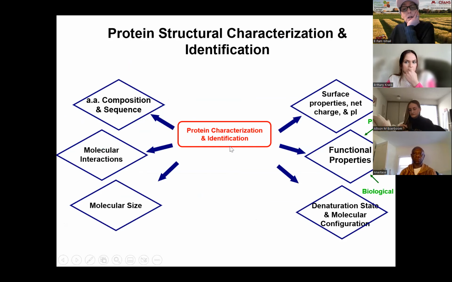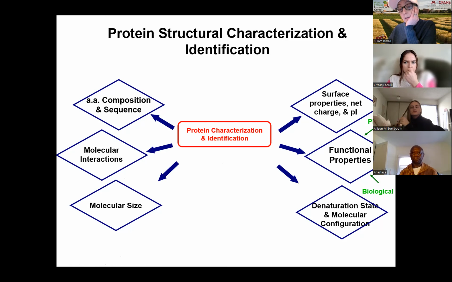So a lot of the assays that we're going to talk about next are looking at structural characteristics, and also at identification and characterization. So we're going to cover amino acid composition and sequence. We're going to talk about molecular size, molecular interactions, and surface properties. Functional properties will come up later, not covered here.